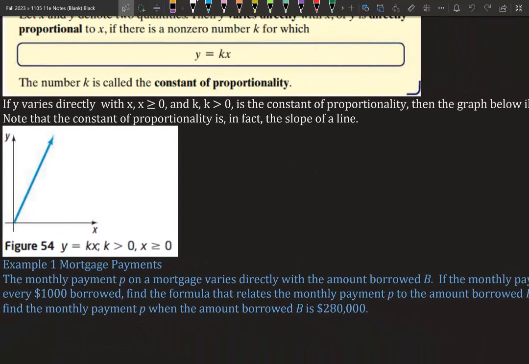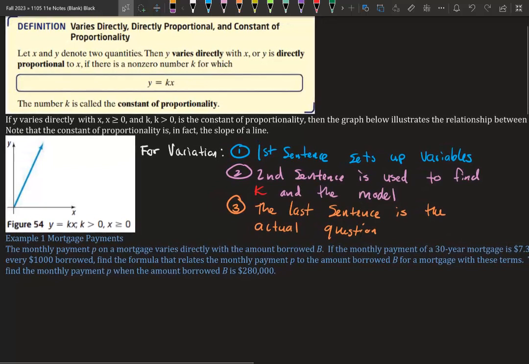All right, how do we set up variations? This is for all types of variation we're going to talk about in 2.5. This is usually how we set them up if we have 3 sentences. If we have more than 3 sentences, you can still use this method and pick out those details. Usually for a variation example, the first sentence sets up your variables. Instead of x and y, what do I use? The second sentence is used to find k and the model. If you're not given k, you need to find it, and that gives you the formula to work with.